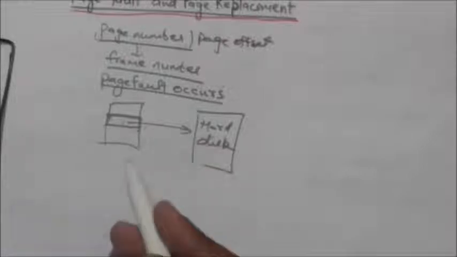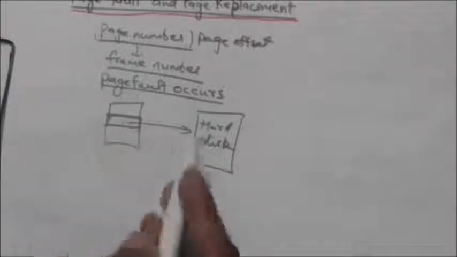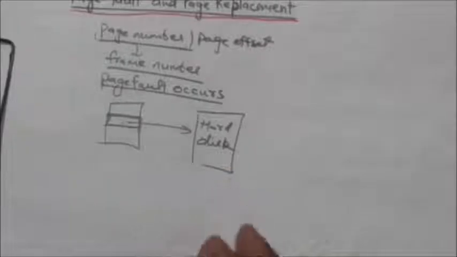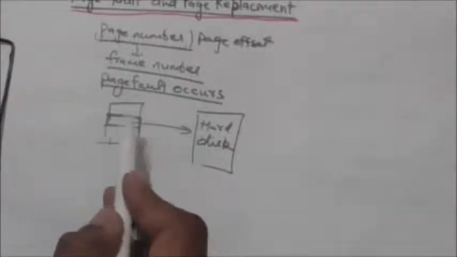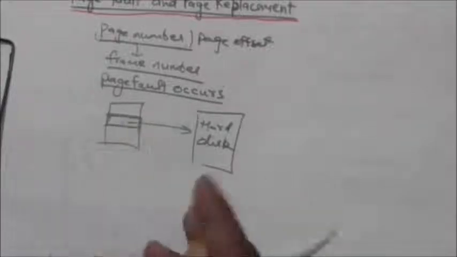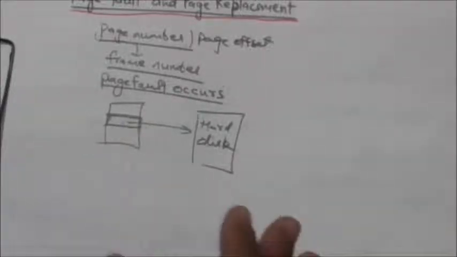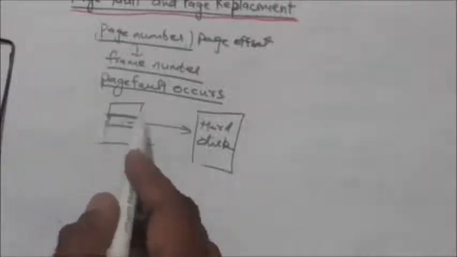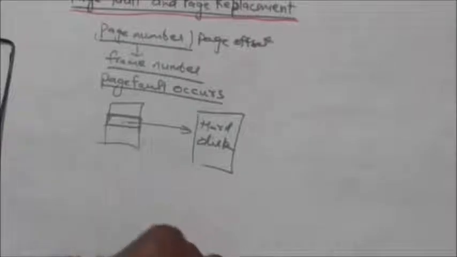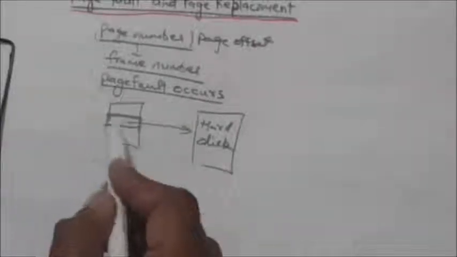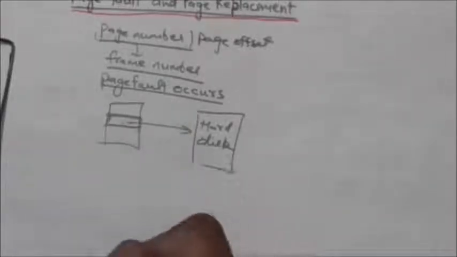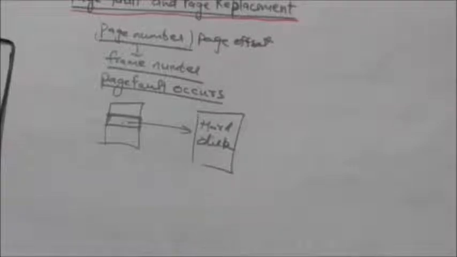So there are many page replacement algorithms. What these page replacement algorithms do is select a page from main memory to transfer from main memory to hard disk, so that free space is available for a newly arrived page, so that we can have a free frame in main memory. Which page is to be selected and transferred from main memory to hard disk? For that we have many page replacement algorithms.